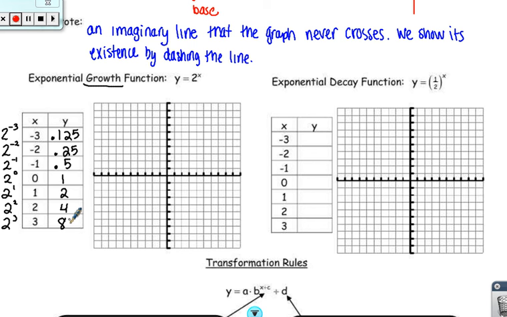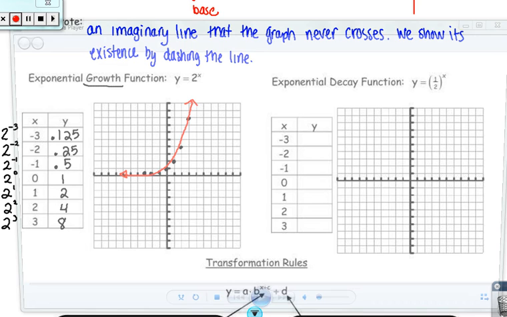Okay? So plot those points. At -3, I'm at 0.125, -2, 0.25, -1, 0.5, 0, 1, 1, 2, 2, 4, and 3, 8. So my graph is looking like this. It's growing.